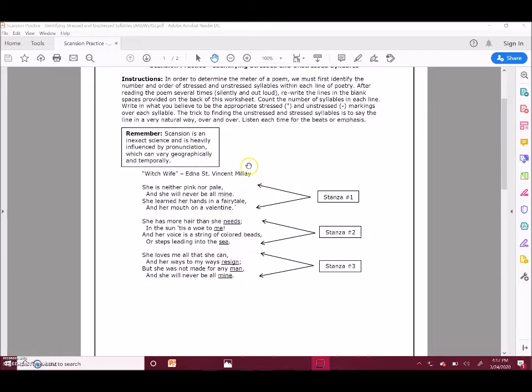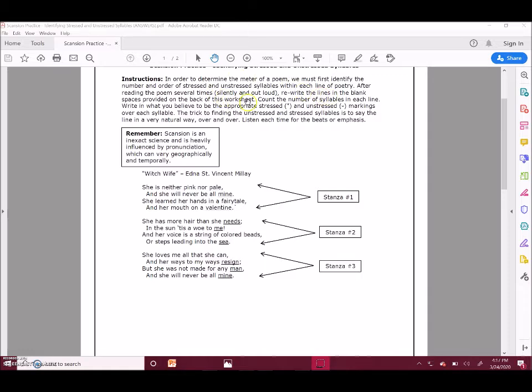One thing before we get into this, remember, scansion is an inexact science and is heavily influenced by pronunciation, which can vary geographically and temporally, meaning over time. Just a recap: in order to determine the meter of a poem, we must first identify the number and order of stressed and unstressed syllables within each line of poetry.